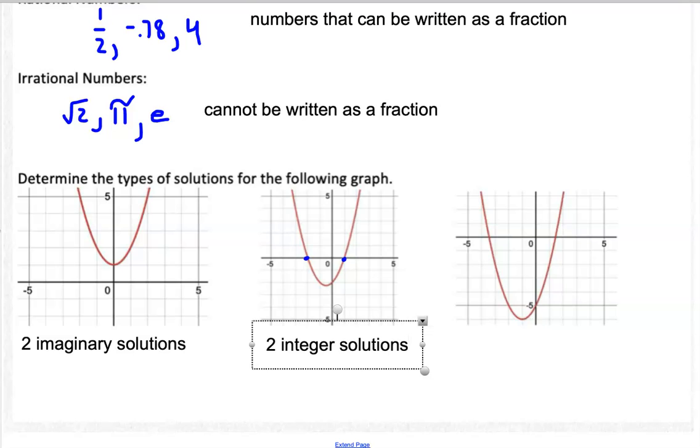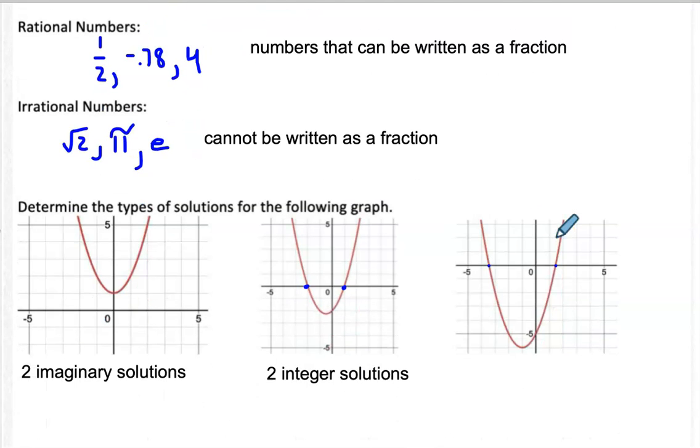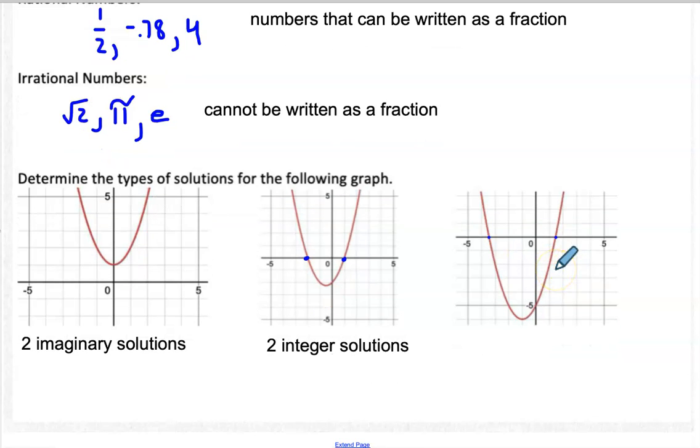Next up. When I look at these, I can't exactly tell what those solutions are, here and here. They're not integers. So we are going to say that they are irrational numbers. These are numbers that are going to go on forever. So we say 2 irrational solutions.